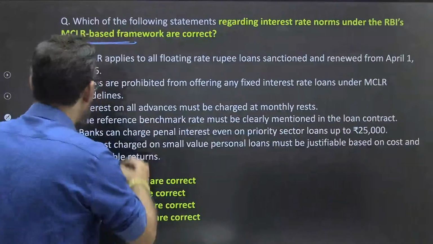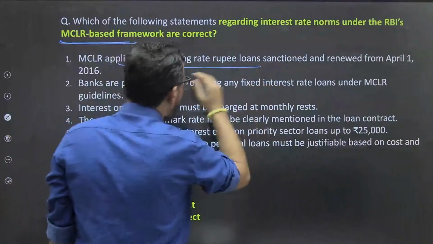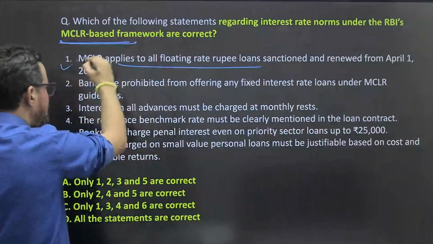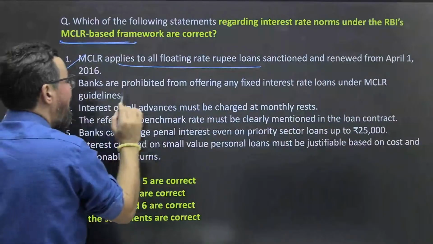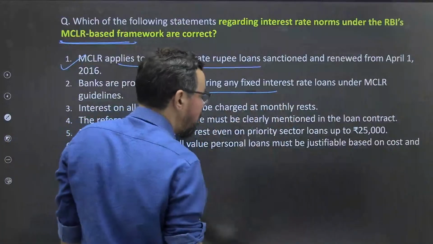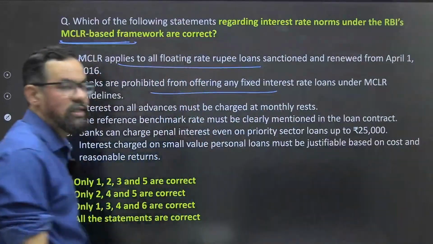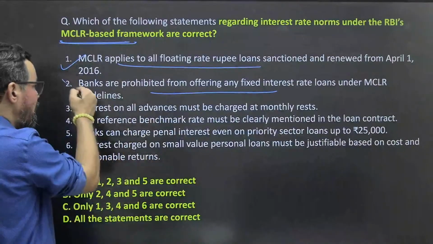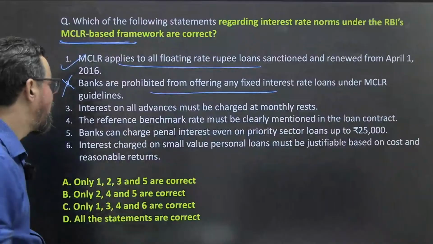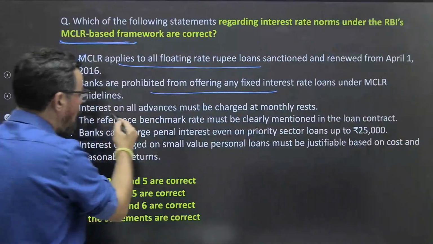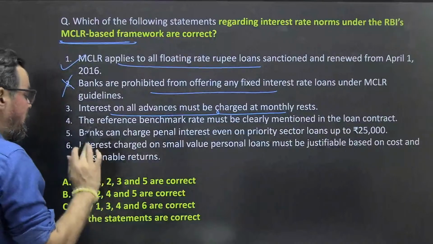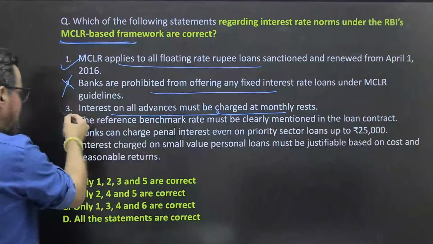What MCLR applies to floating rate rupee loans sanctioned and renewed from the 1st April 2016 onwards. Banks are prohibited from offering any fixed interest rate loan. No, there is as such no provision. We do provide loans on fixed rate, especially personal loans. So this is wrong. Interest on all advances must be charged on a monthly basis, ठीक है? This statement is also right, ठीक है?